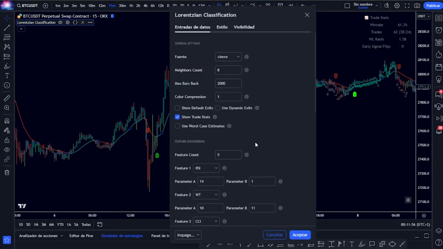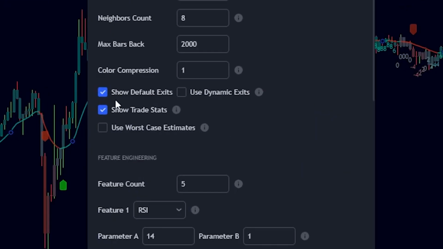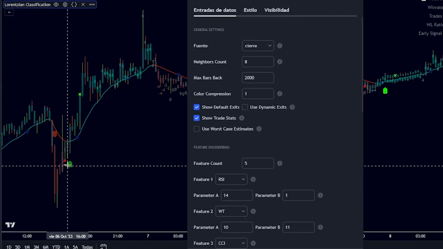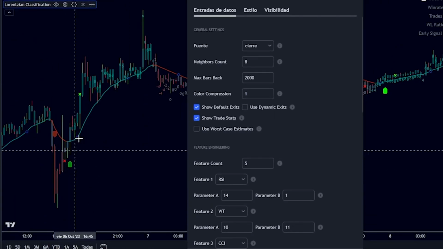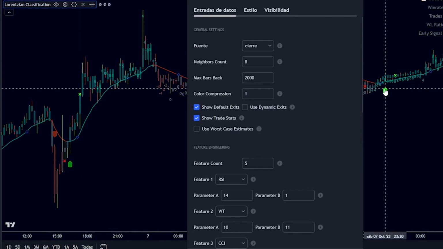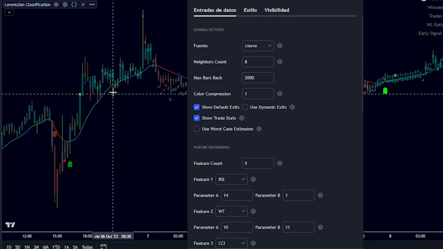In the data entries part we have many options. I for example usually also enable show default exits, because apart from marking us, for example here, this entry in long, after a while we also get an X that tells us it is a good area to take profits. As you can see, normally it always does it at the fourth candle. It does not have much more, so this is left to your taste. If you do scalping or day trading, yes, it can come in handy, but if you are looking to operate the complete trend it will not be of much use.